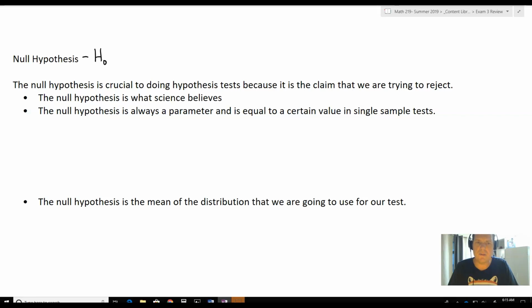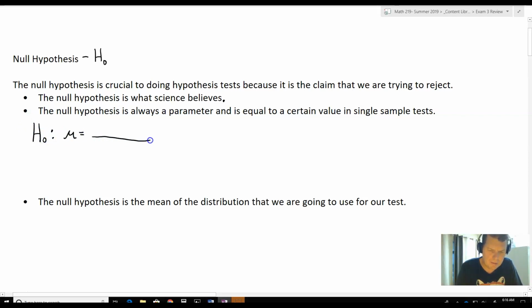The null hypothesis is what science believes. The null hypothesis is always a parameter and is equal to a certain value in single sample tests. So the way we'll see it is either, for a test for means, we'll have mu equals something, okay? Or alternatively, in a test for proportions, we'll have p equals something. And that's because mu is the parameter for the mean, and p is the parameter for proportion.